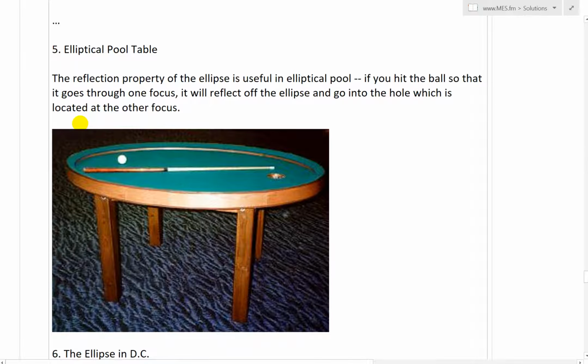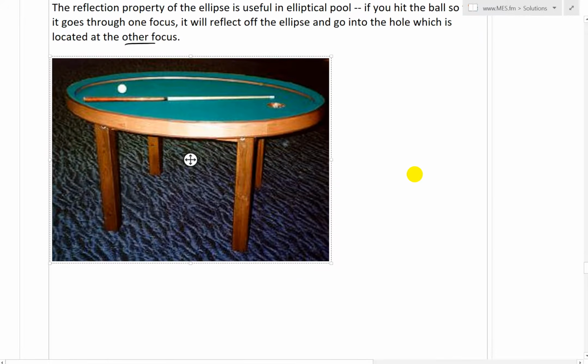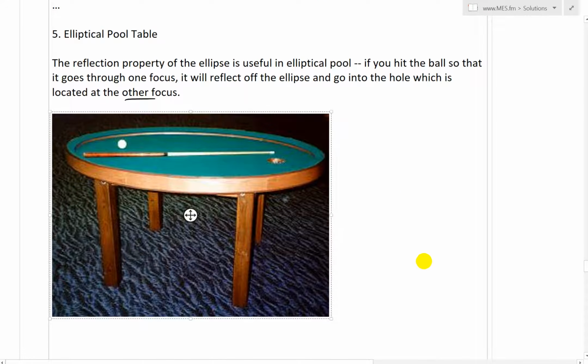Another cool thing: there's an elliptical pool table. The reflection property of the ellipse is useful in an elliptical pool table. If you hit the ball so that it goes through one focus, it will reflect off the ellipse and go into the hole which is located at the other focus. Yeah, that's actually a very cool idea. I didn't realize until just now.